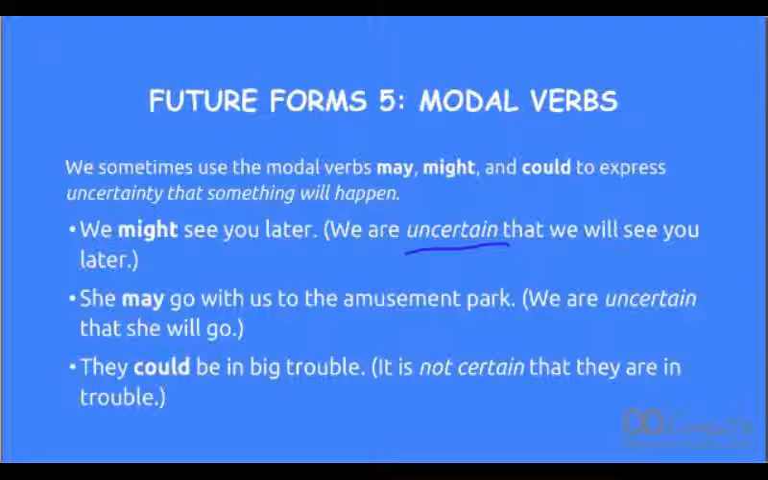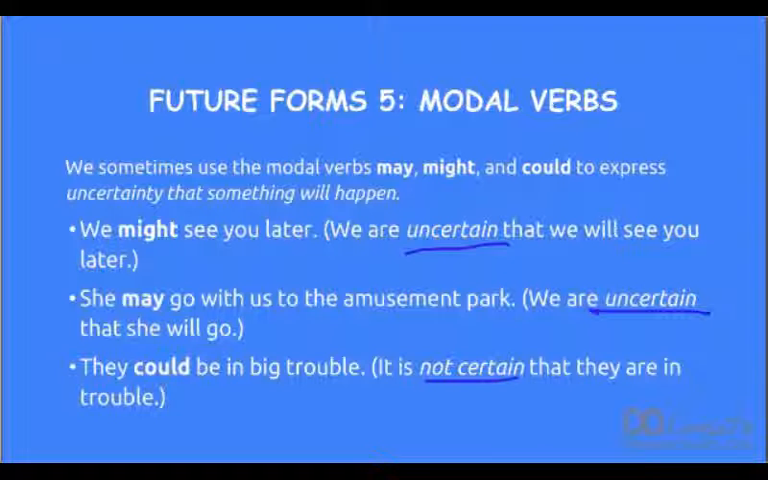She may go with us to the amusement park. We are uncertain that she will go. We do not know for sure. They could be in big trouble. It is not certain that they are in trouble.